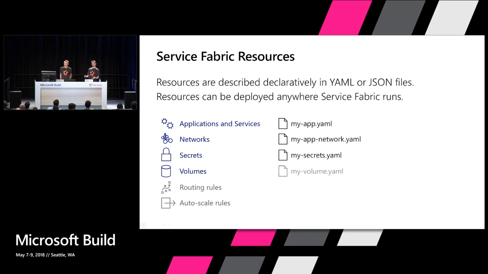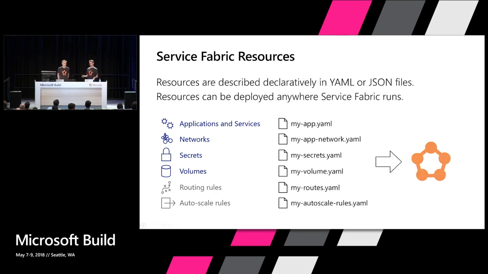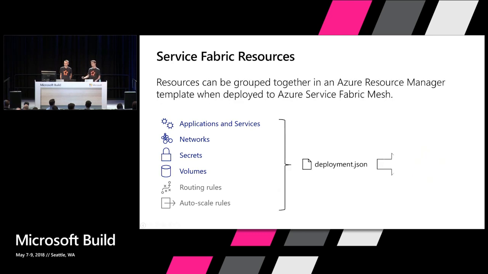Now, when you write these resources, these are simply YAML or JSON documents that represent each one of these, and they can be deployed anywhere that Service Fabric runs. So this is an important thing to remember. This isn't just a concept in the new mesh service. This actually works anywhere that Service Fabric runs. It's just deployable to your typical Service Fabric management endpoint like you always do. When you're in Azure and you're deploying to mesh, of course, you're authoring ARM templates, Azure Resource Manager templates, and that gets deployed to the Resource Manager endpoint, which is where the mesh runs behind.